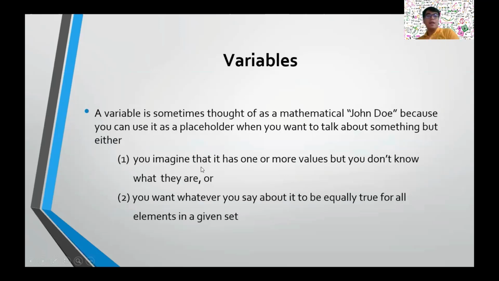Variables. A variable is sometimes thought of as a mathematical John Doe. We don't know what it is. We need to find what it is. Because you can use it as a placeholder when you want to talk about something, but you imagine that it has one or more values, but you don't know what they are. Or you want whatever you say about it to be equally true for all elements in a given set.